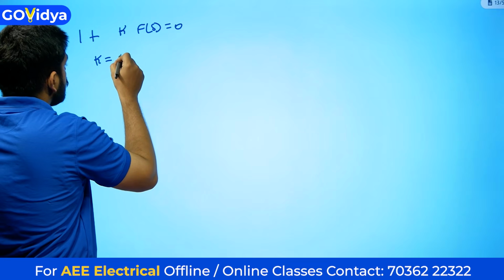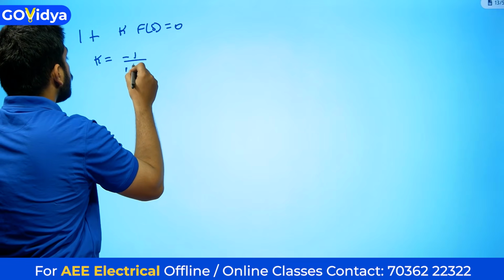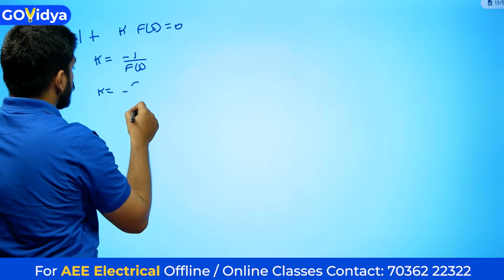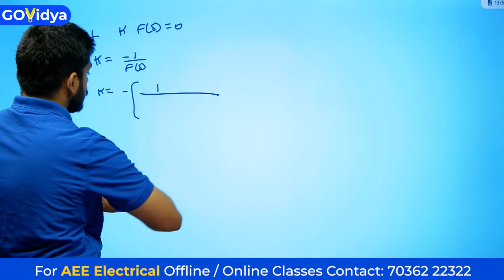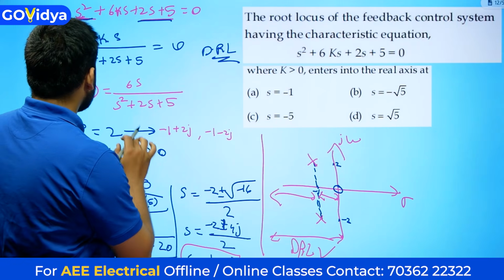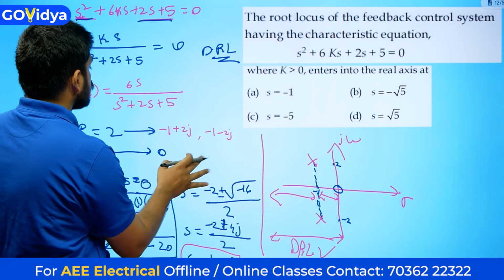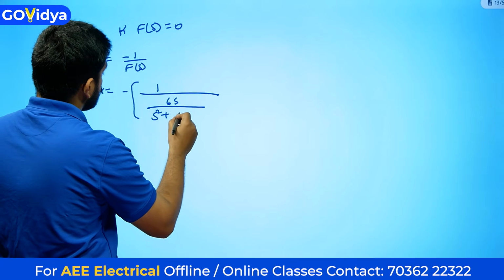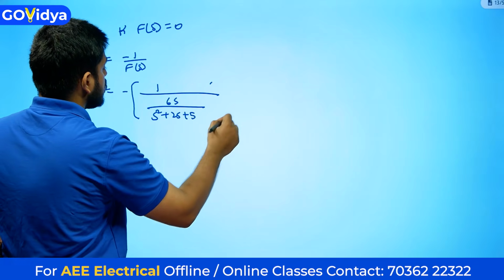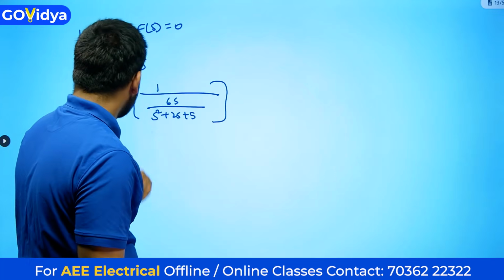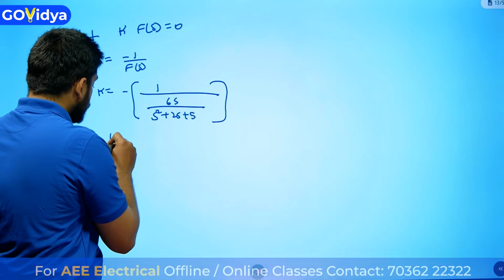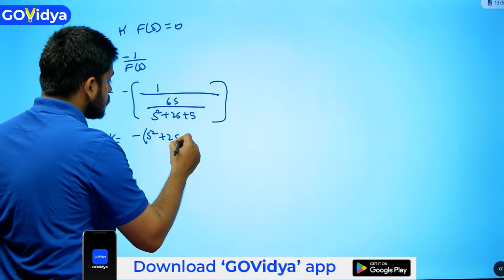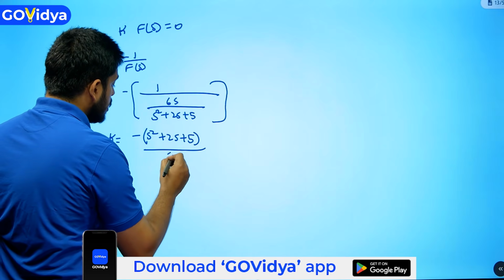K is equal to minus 1 by f of s. So k is equal to minus of, what would be my f of s? f of s is 6s by s square plus 2s plus 5. Okay, this is my f of s value. So let us invert this. K would be equal to minus of s square plus 2s plus 5 whole divided by 6s.